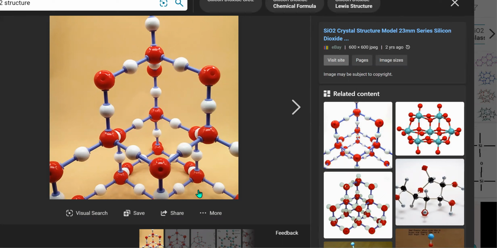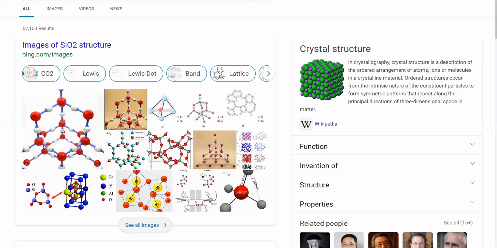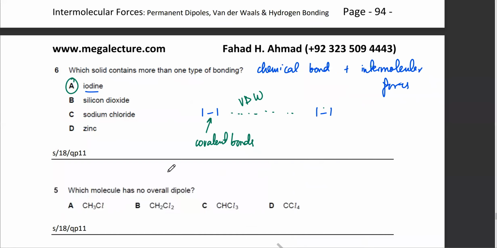It just has covalent bonds. Everywhere there are covalent bonds. Giant structures normally don't have two types of bonding. There's just one type of bonding that's repeating over and over again. So remember this for giant covalent structures. Except for one giant, I'll talk about that one.